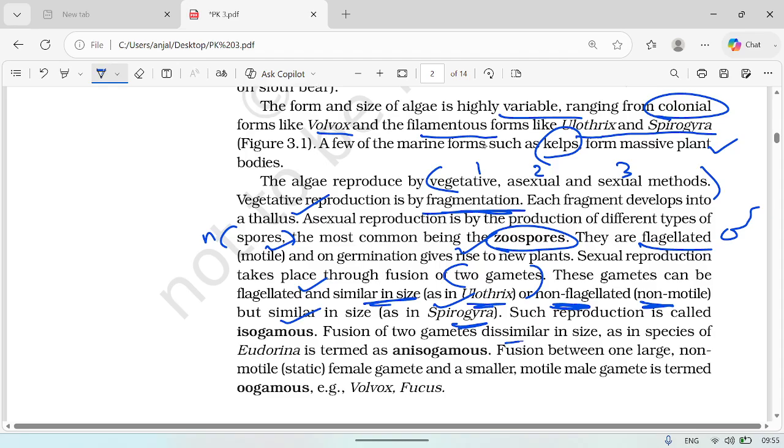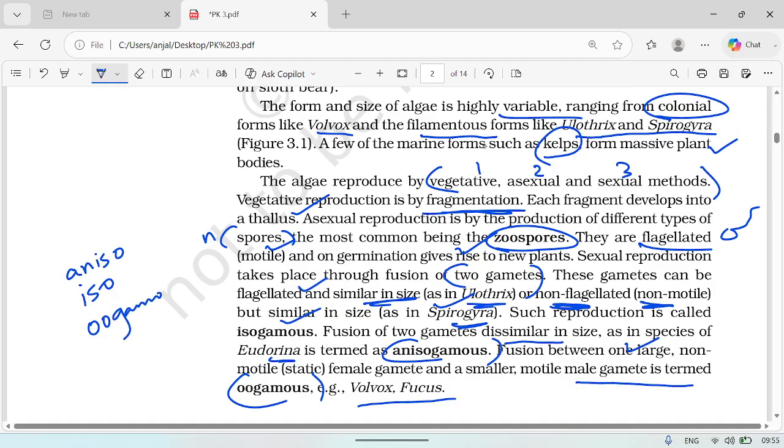Fusion of two gametes dissimilar in size, as in species of Eudorina, is termed anisogamous. Fusion between one large non-motile female gamete and a small motile male gamete is called oogamous, as in Volvox and Fucus. So we have seen here anisogamous, isogamous, oogamous.